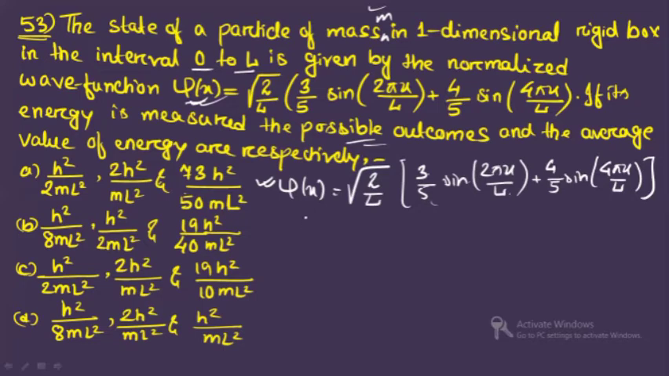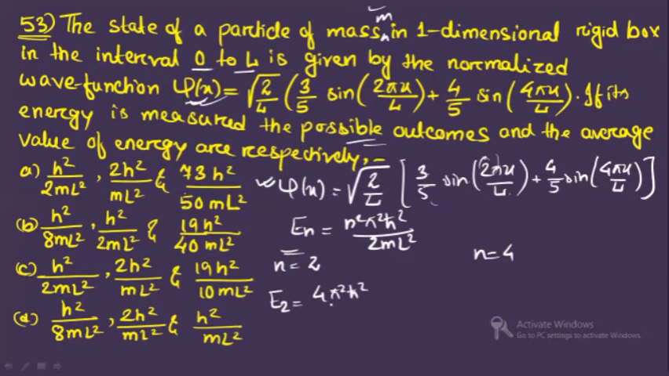If we are talking about a one-dimensional rigid box, we know that the energy E n equals n square pi square h cut square by 2m L square, right? Now if you see this term here, the value of n is 2, and in this case the value of n is 4. So we find this energy for n equals 2 and for n equals 4. So this is E2. It will be equals to 4 pi square h cut square by 2 m L square, right? This is what you are having.